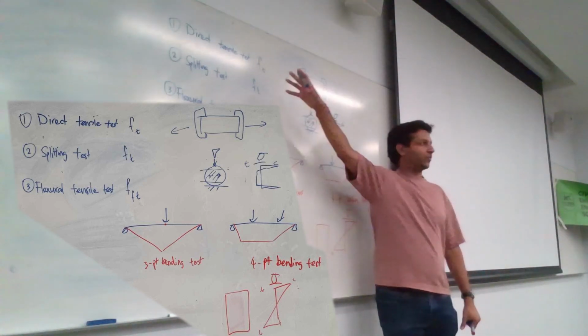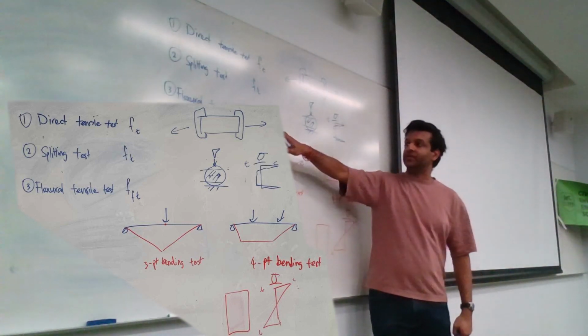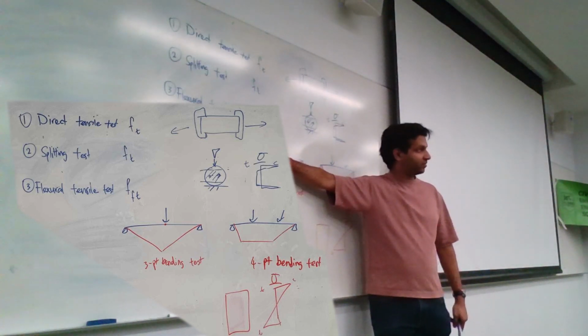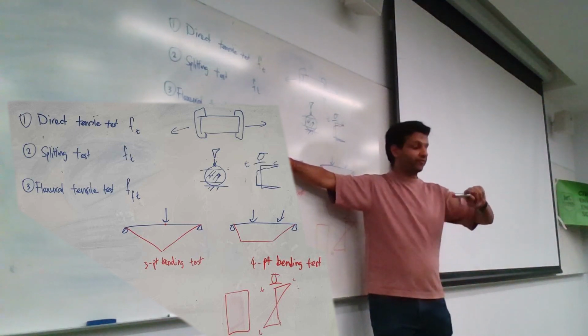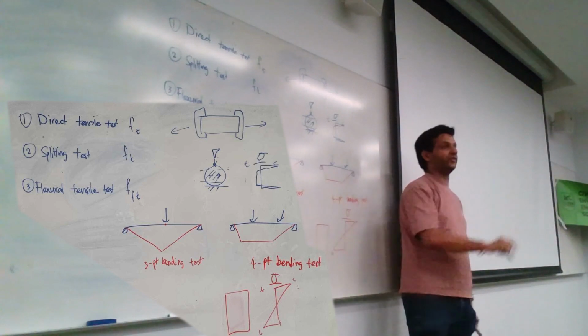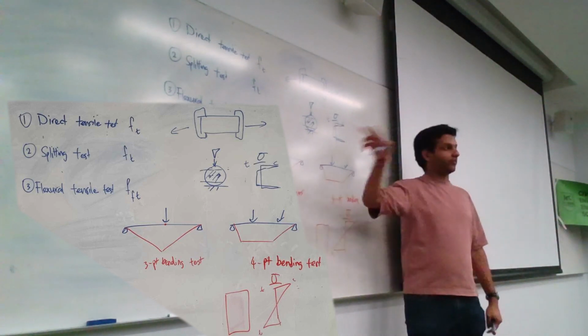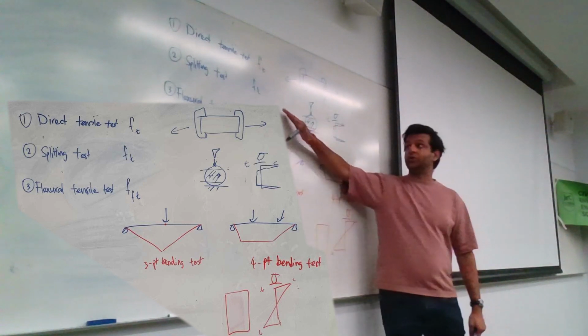Might be slightly different things. One's called FCT, etc. But the point here is the flexural tensile strength for concrete is different from the direct tensile strength or the splitting one. They will all give you different answers because of the different ways they test it. The important thing to remember about this is, what value do you use?